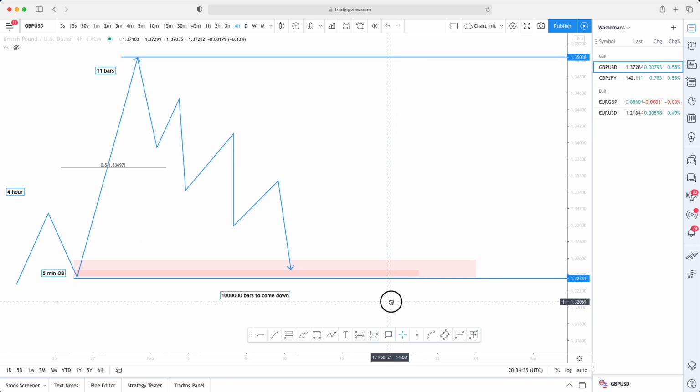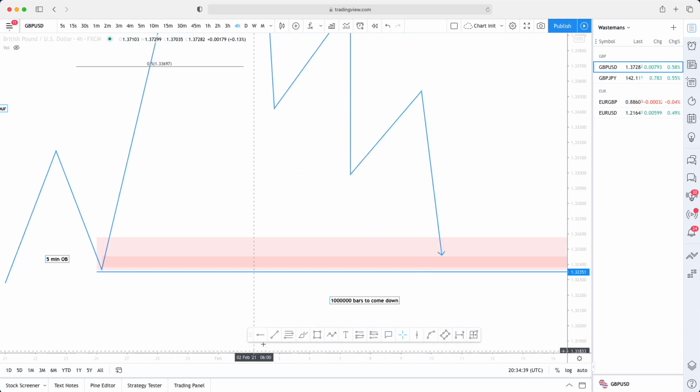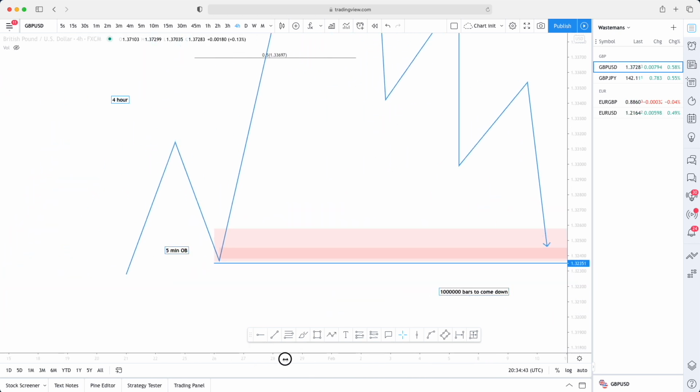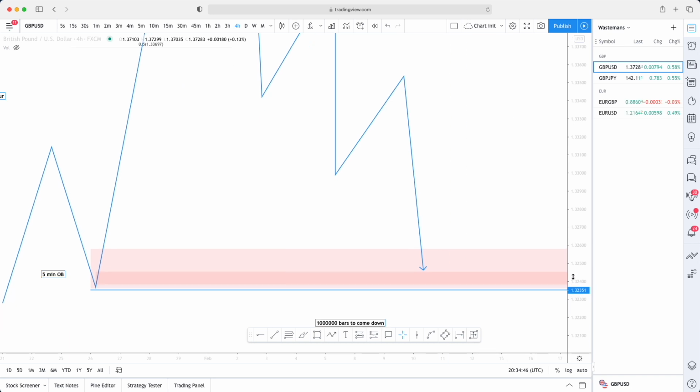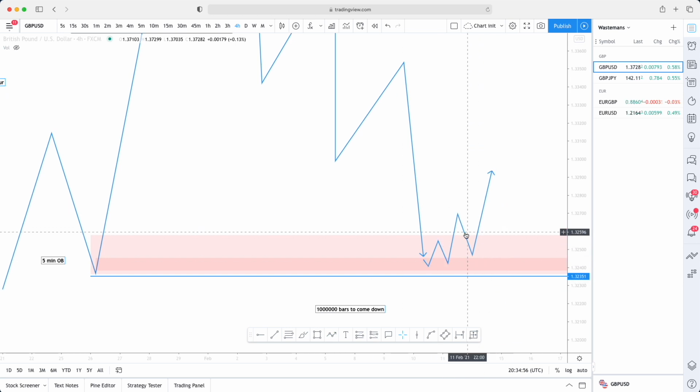So what do you do when price gets here? Once price actually enters your POI, what do you do? You wait for the structure shift to happen. That's essentially what you wait for on a lower time frame.